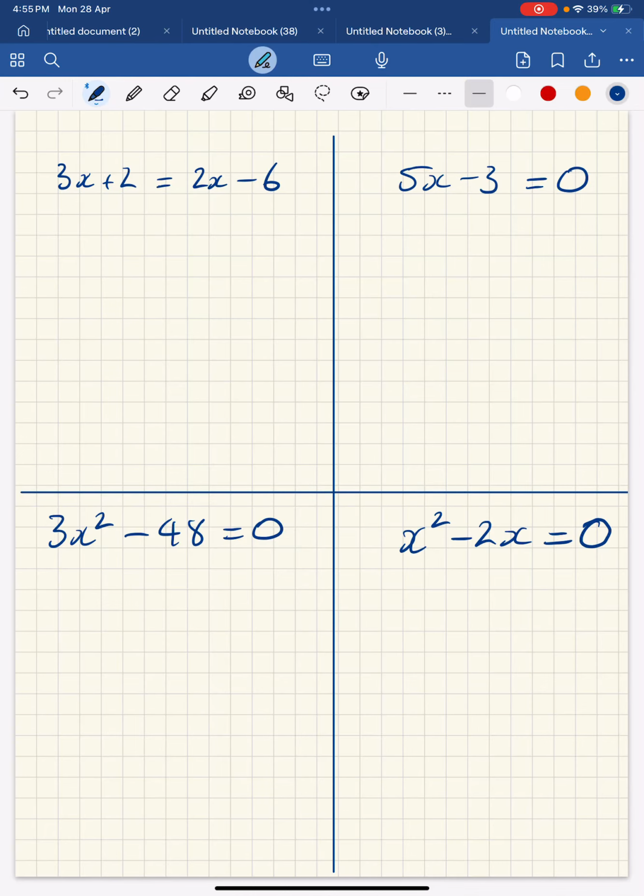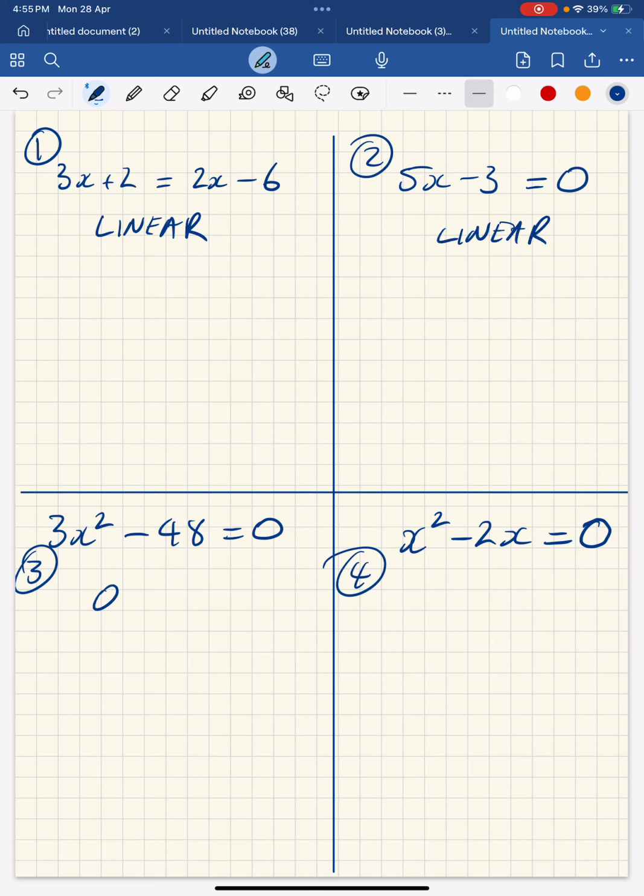Okay, so here we've got a series of 4 equations. Here's 1, here's 2, here's 3, and here's 4. So we're going to solve these with an algebraic method. This is called a linear equation. This is called a linear equation. This is called a quadratic equation. And this is also called a quadratic.